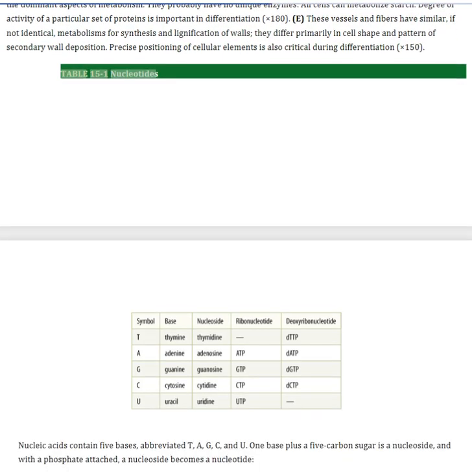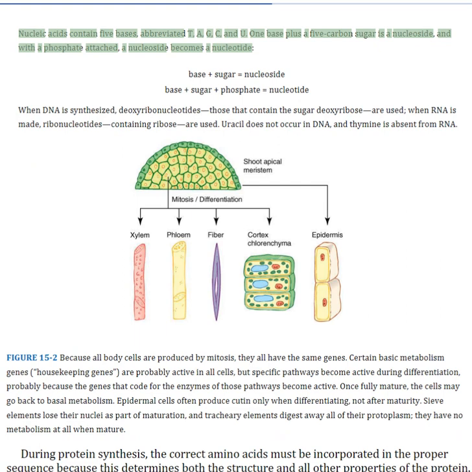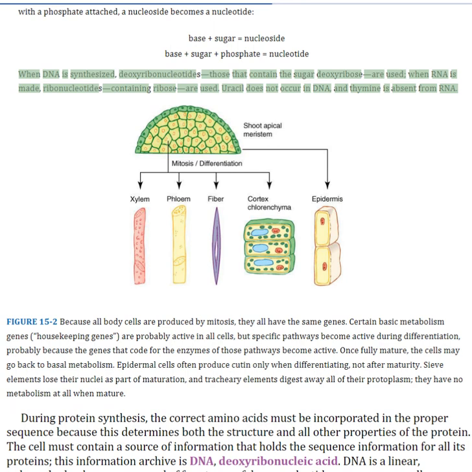Table 15.1. Nucleotides. Nucleic acids contain 5 bases, abbreviated T, A, G, C, and U. One base plus a 5-carbon sugar is a nucleoside, and with a phosphate attached, a nucleoside becomes a nucleotide. Base plus sugar equals nucleoside. Base plus sugar plus phosphate equals nucleotide. When DNA is synthesized, deoxyribonucleotides, those that contain the sugar deoxyribose, are used. When RNA is made, ribonucleotides, containing ribose, are used. Uracil does not occur in DNA, and thymine is absent from RNA.